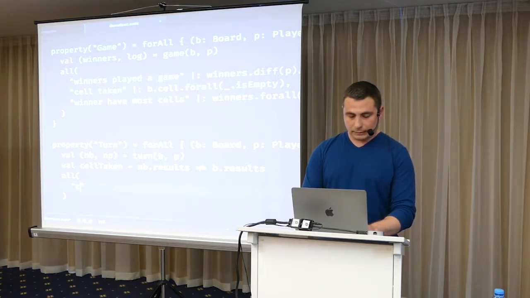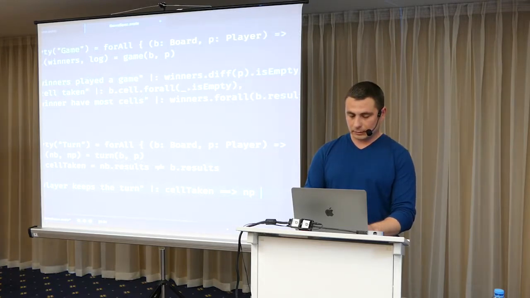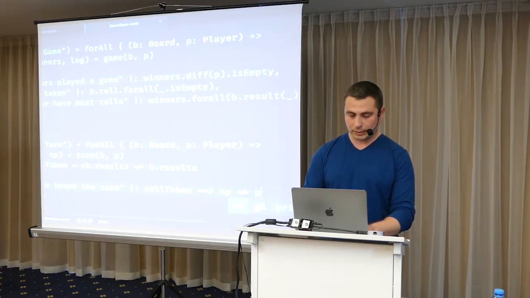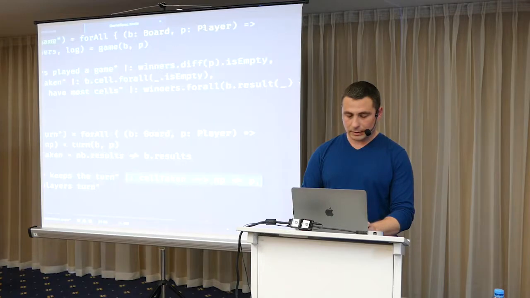Let's start. Player keeps the turn if it took the cell, and we formulate it with ScalaCheck like cell taken. And in this case, we expect that the new player list is equal to the old player list, right? If the player didn't take any cell, then it loses the turn. New player on next player's turn. And it's the opposite.